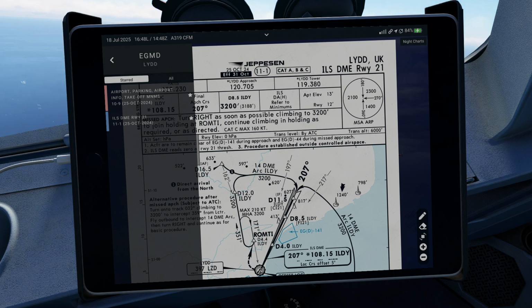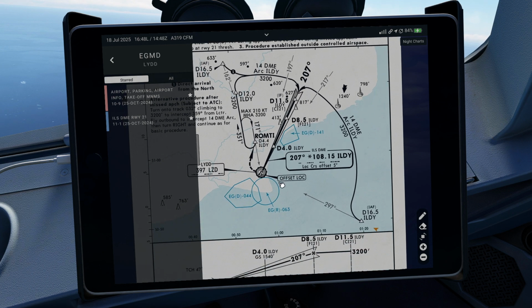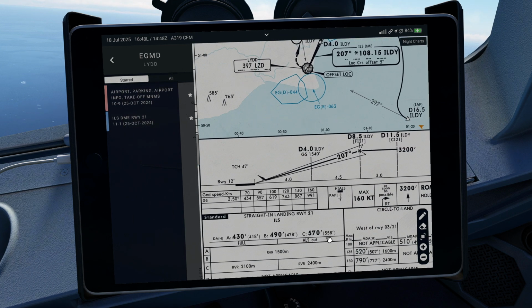The second item is mitigation in procedure design. The EGMD ILS runway 21 uses higher minimums than typical ILS approaches. As you see, the decision height for this approach is based on category Charlie aircraft, which the Airbus A319 is in. The decision height is 558, almost 358 feet higher than a normal category 1 ILS decision height.